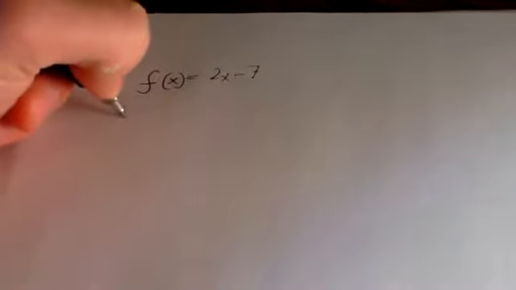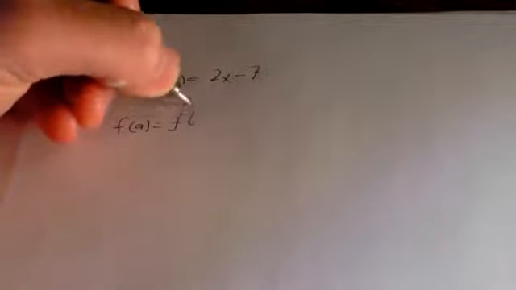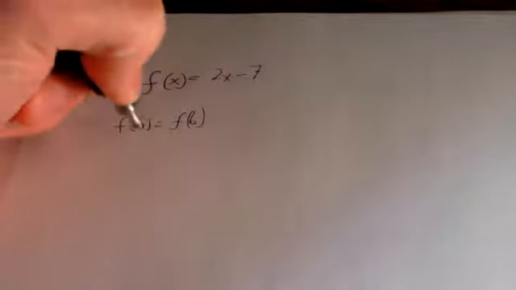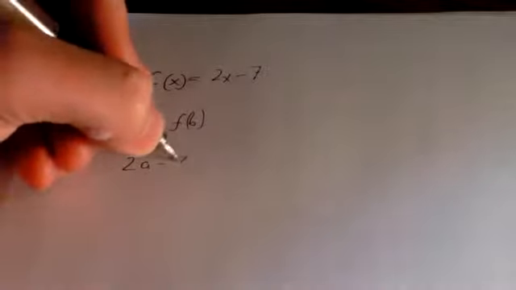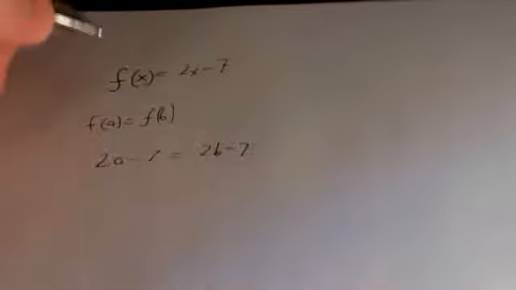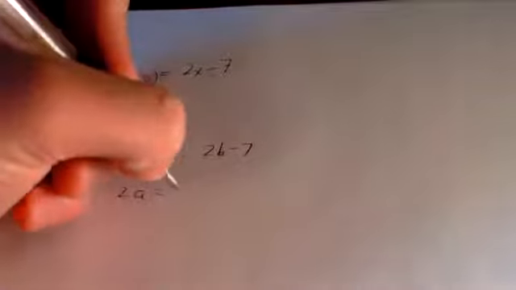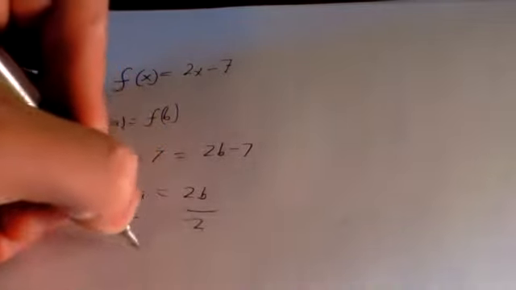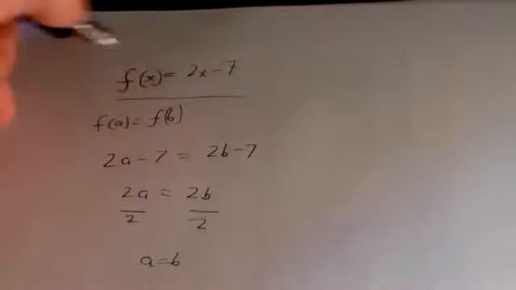A good way to verify that is to let f(a) equal f(b). If this is impossible unless a equals b, then it's one-to-one. So f(x) equals 2x minus 7, so f(a) equals 2a minus 7, and f(b) equals 2b minus 7. Let's add 7 to both sides, and we get 2a equals 2b. Let's divide both sides by 2, and we get a equals b. So we've verified that this function is indeed one-to-one.